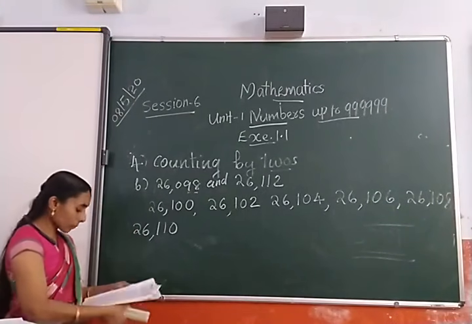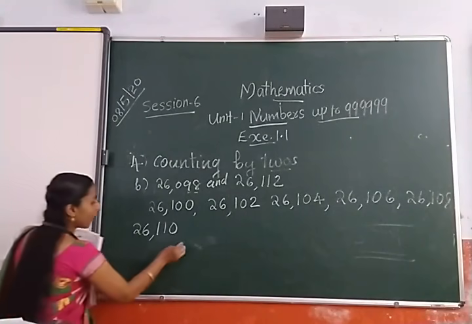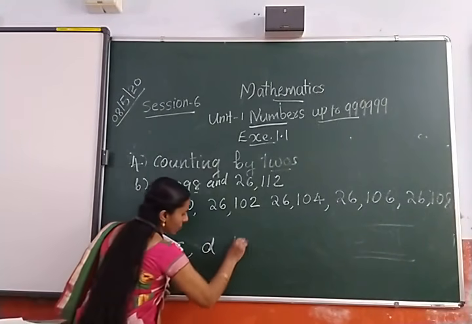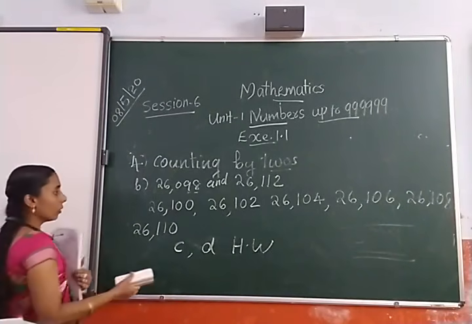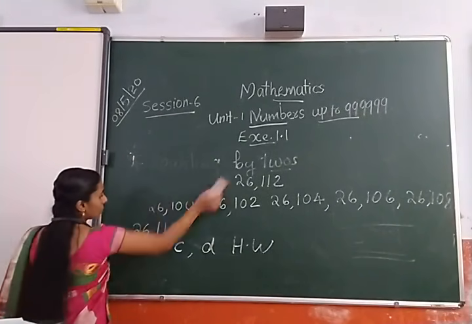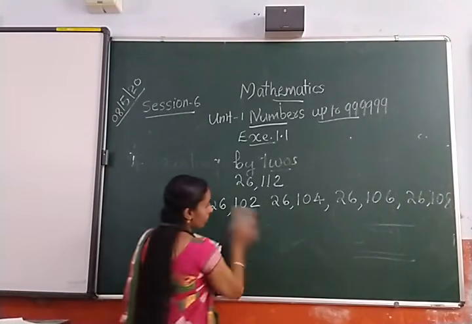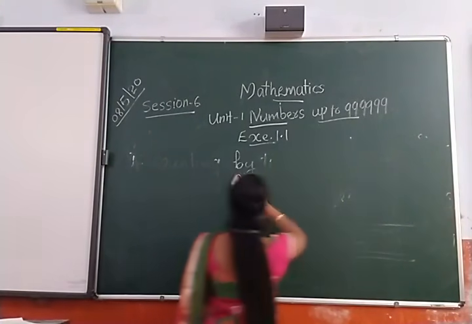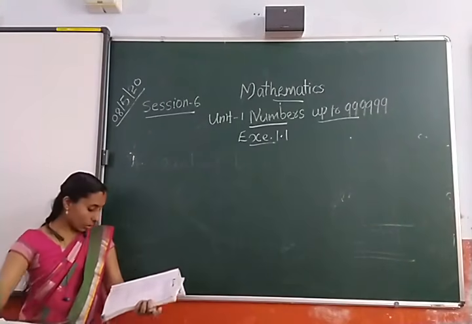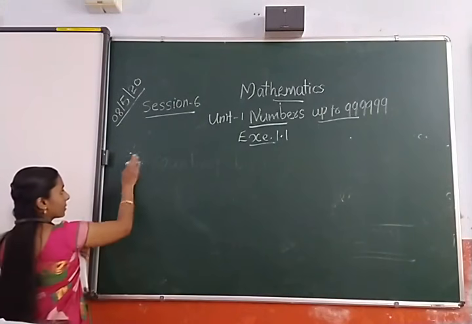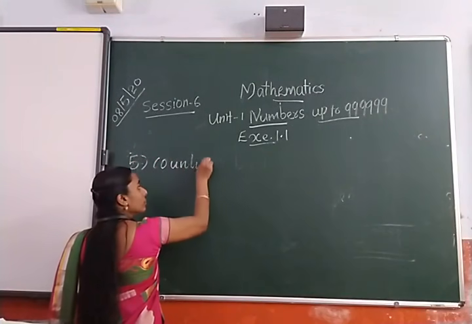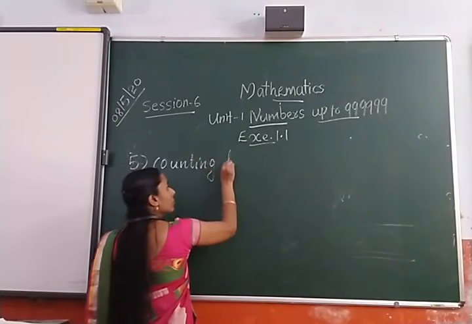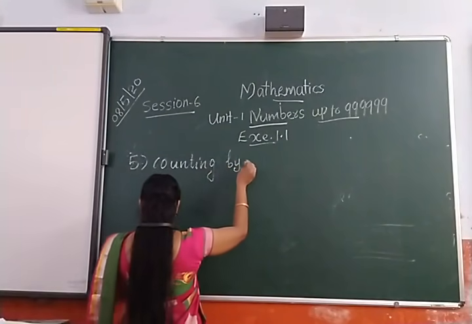Then question number C and D, that is your homework. Question number C and D is your homework. The next question. Only two more questions left. Next question, counting by hundreds. Fifth question, counting by hundreds.